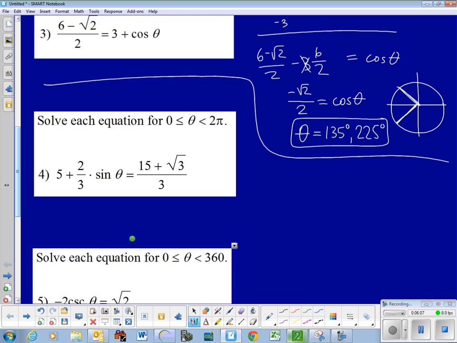Move on to 4. Again, we need to isolate sine. So that's going to involve the subtracting of 5 from both sides. So I'm going to subtract 5, and I'm going to go ahead and call that 15 over 3.